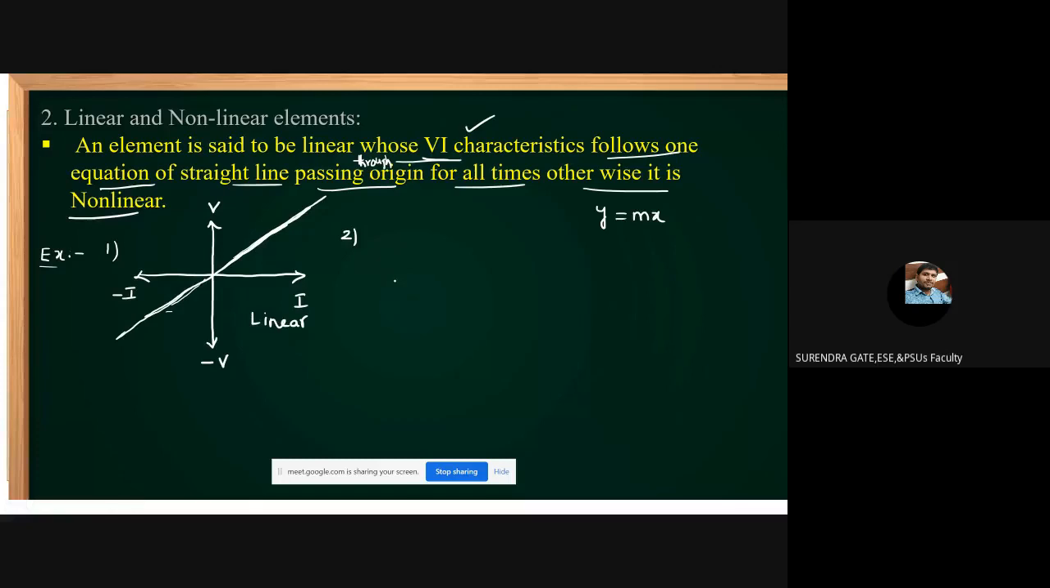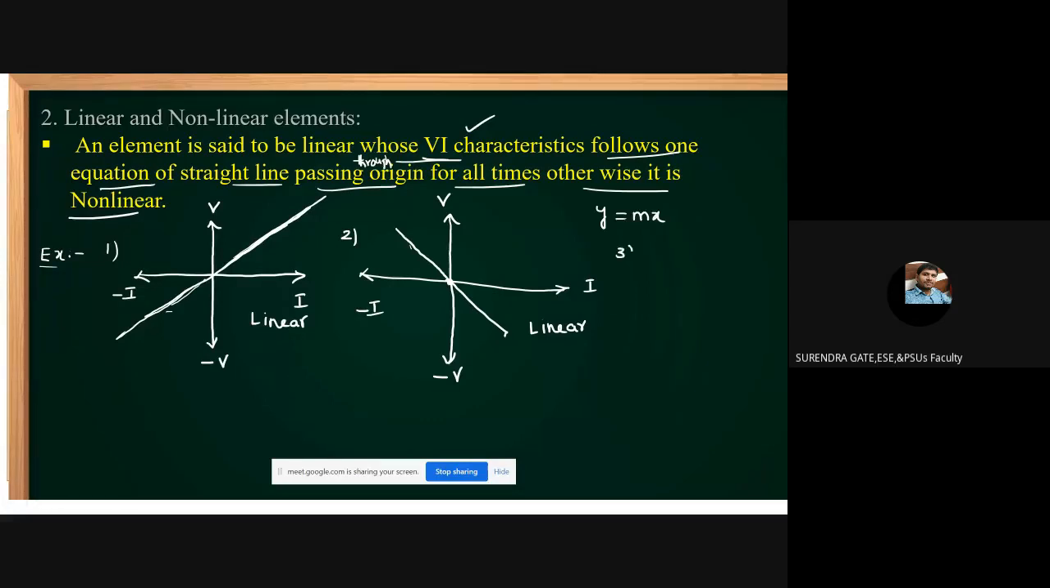The second one, can you identify if it is linear or non-linear? This is V, minus V, this is I, this is minus I. Is it linear or non-linear? It is also linear. It's one equation of a straight line. This side, at any time you can calculate only one equation, and this side also one equation. At all times it is one equation and it is also passing through the origin. That's why it is linear.